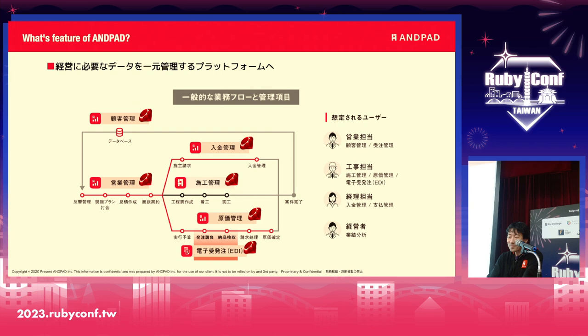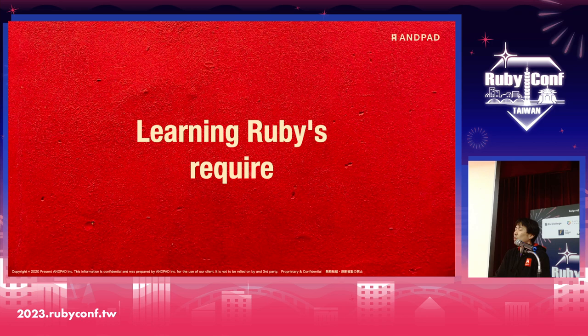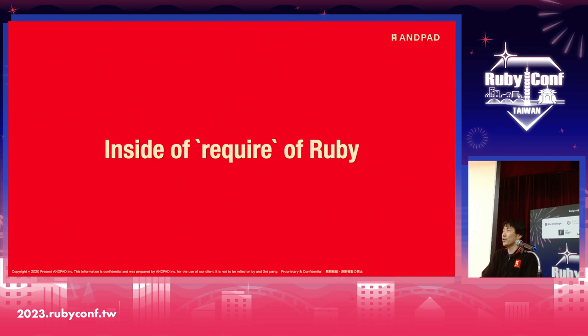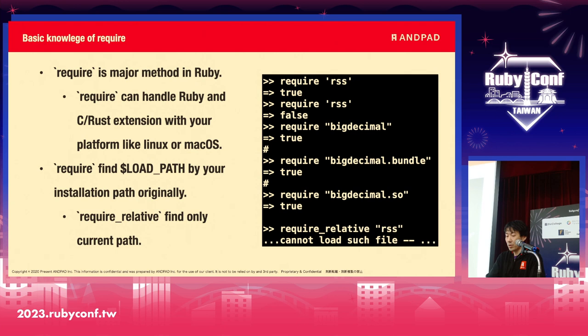Now let's begin with the first topic of today's presentation, Ruby's require. We will look at Ruby libraries and how Ruby loads them. require is the most famous method which loads additional Ruby code into your code context. If you wish to use the RSS library, it can be easily loaded like this example. require is a method, returning true if it can load RSS and false if it cannot.